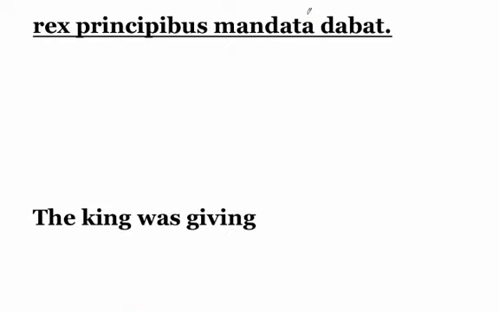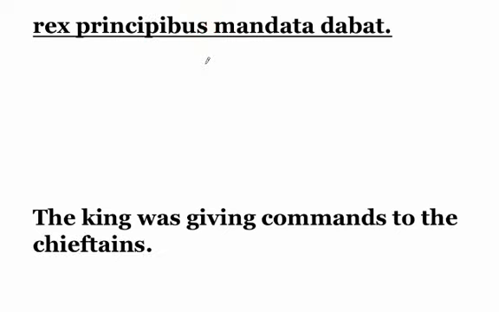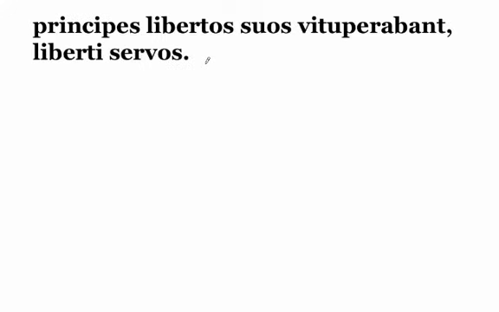The king was giving, dabat, imperfect ending, but, was giving commands. Who was he giving the commands to? Dative plural ending, principibus. The king was giving commands to the chieftains. Next sentence.